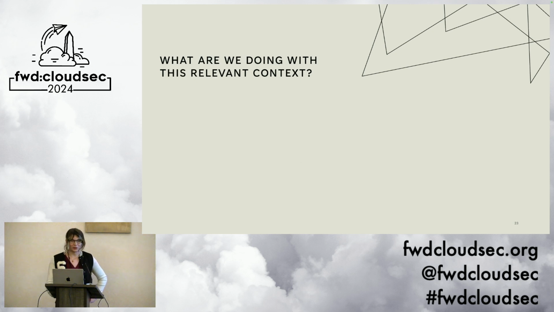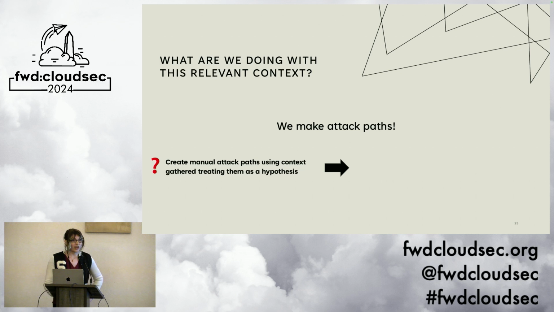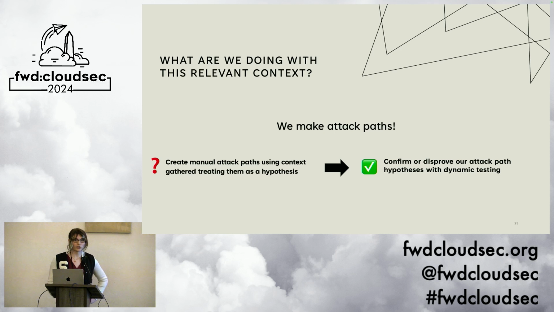But what are we actually going to do with all this relevant context that I keep talking about? Well, we're going to make attack paths with it. We're going to start treating those attack paths as a hypothesis, and then we're going to use that assumed breach access that I talked about earlier to prove or disprove those attack paths through dynamic testing.